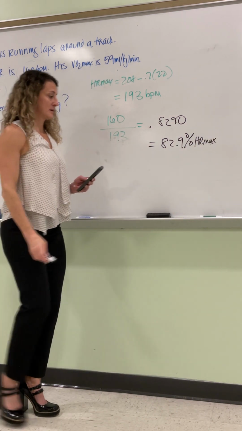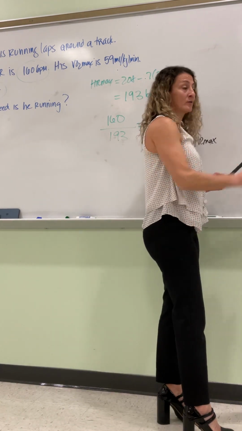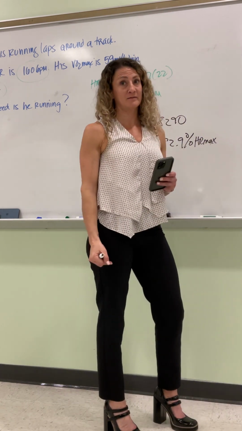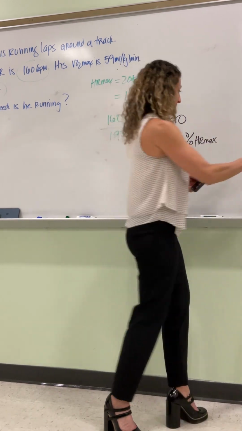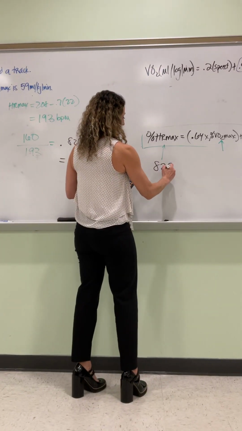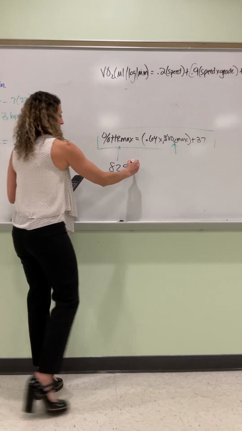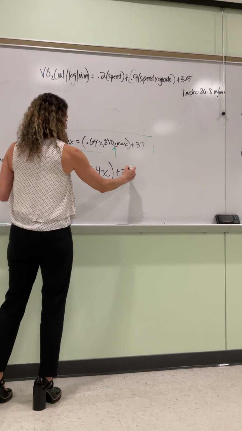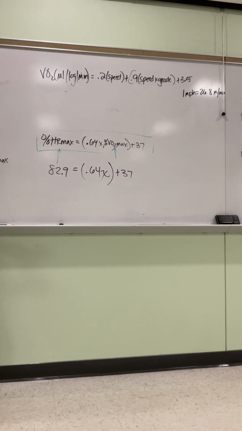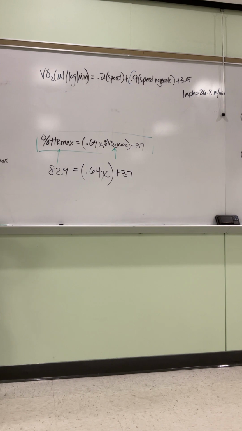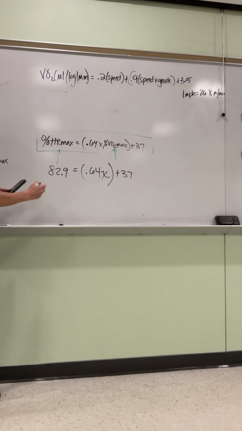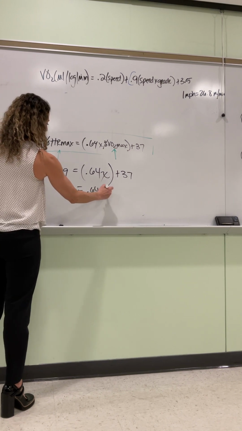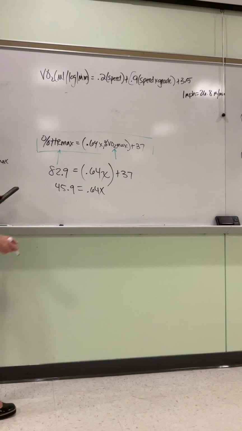Yes? Okay, now we plug that in here. So every other time we've used this formula, we've been plugging in percent VO2 max and solving for heart rate max. But we can do it the other way. We can put in 82.9, because in this formula we use the whole number, equals 0.64 times what we're trying to figure out, plus 37. Now what do I do? 82.9 minus 37, 45.9 equals 0.64x. What do I do? Divide by 0.64.